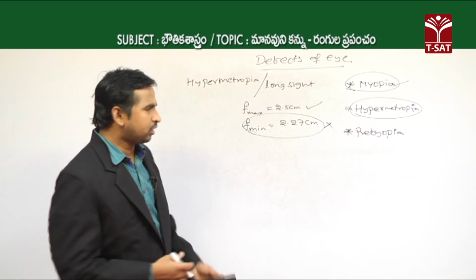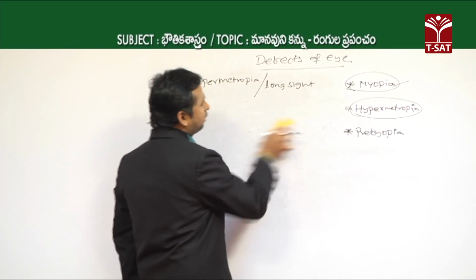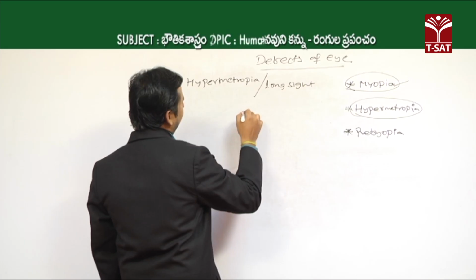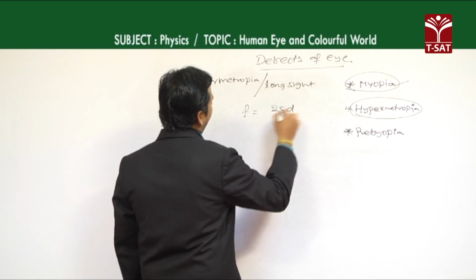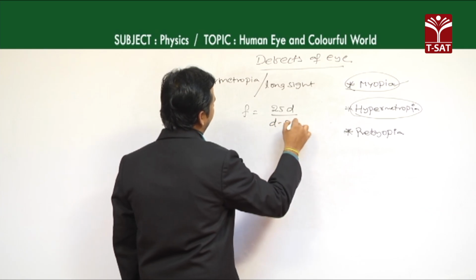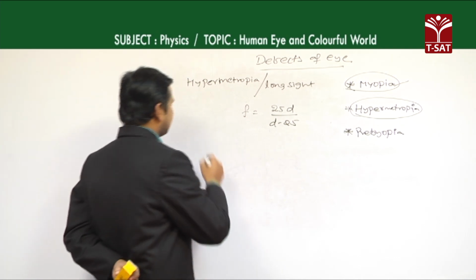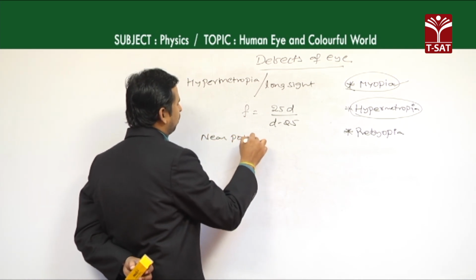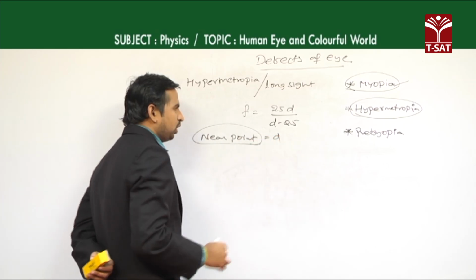Actually, the suggested focal length for the eye lens to be used is f equal to 25d by d minus 25. And what is that d? We call that the near point. Here d means nothing but the near point.